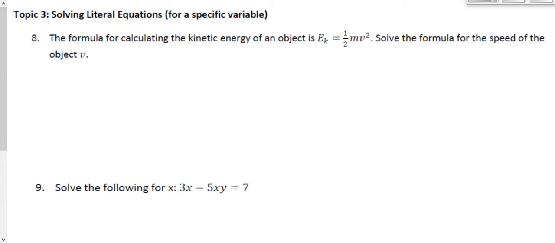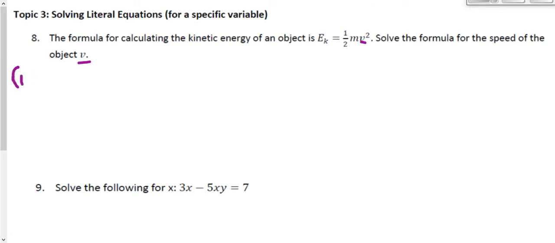The formula for calculating the kinetic energy of an object is this disgusting equation here. Solve the formula for the speed of the object v. So what we want to do is get v alone. That's our goal. V is inside the equation right here. One of the techniques that I taught you guys for getting a variable alone is kind of like what we did when we found inverses. You can make a list of everything happening to your variable and then undo those things in the opposite order.